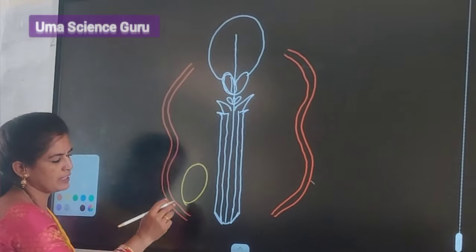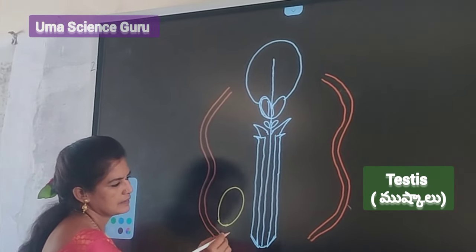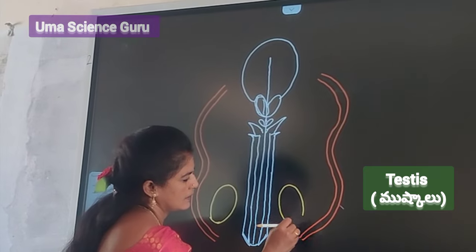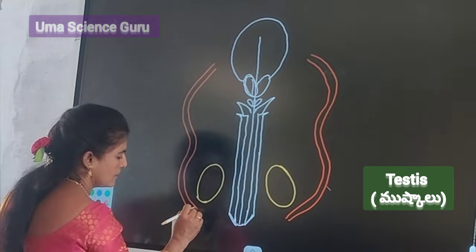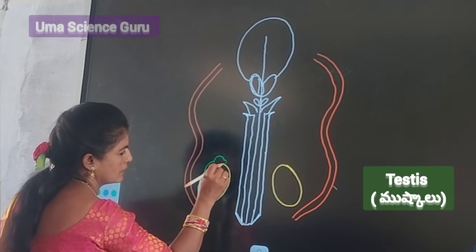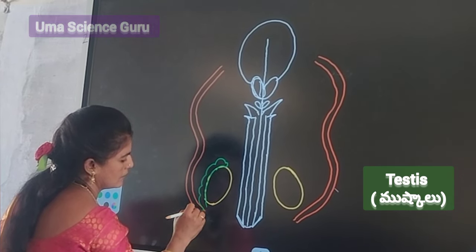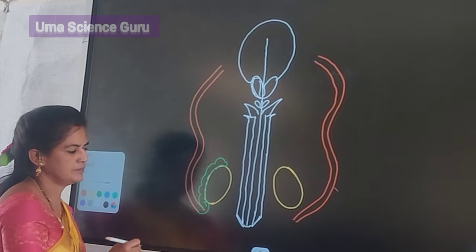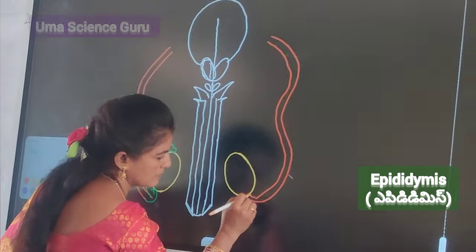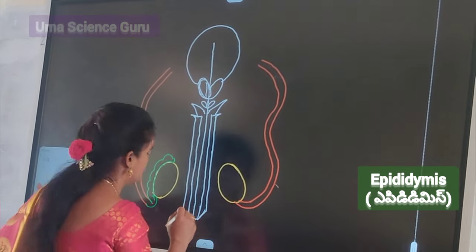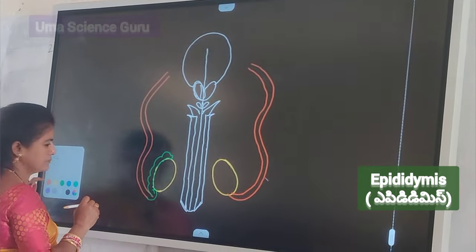Draw an oval shape at both sides of the penis, which should be connected to the number 3. Students, the oval shape structures are testes. Students, out of the testes, draw a half circle spiral line. Make sure that both should be in contact. They are called epididymis.